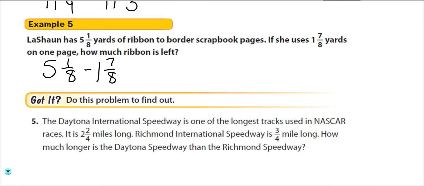Can you take 1 minus 7? Can I take 1 minus 7? Nope, not so much. Okay, so what we need to do is we need to borrow. So what we're going to do is change this to where the first numerator on the left is larger than the other numerator. So what we're actually going to do is borrow a whole one from the 5.